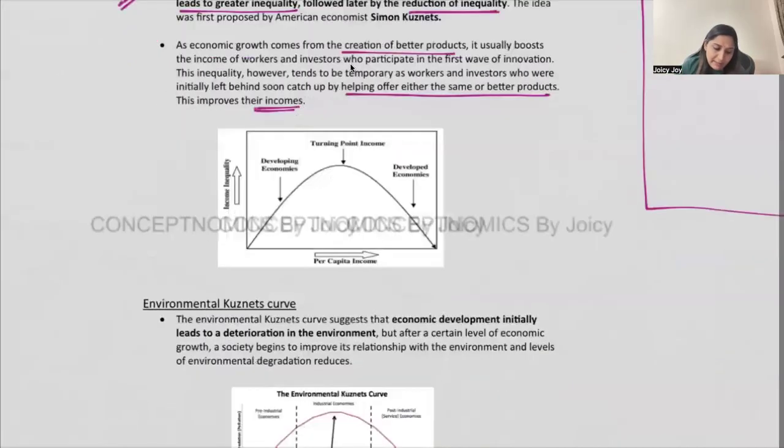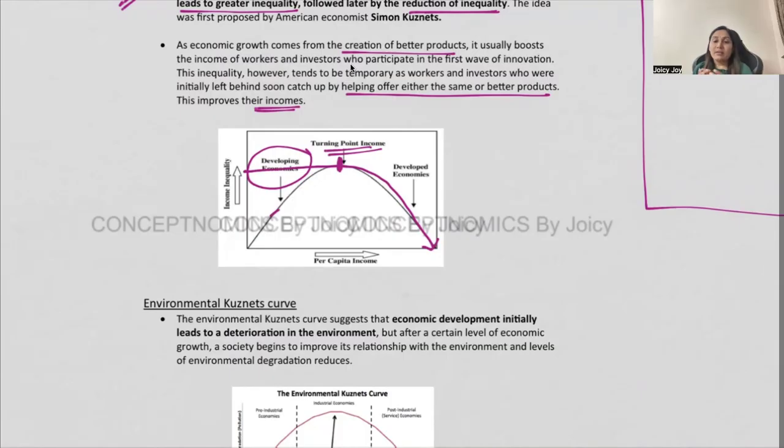See the graphical representation. On the x-axis, we have per capita income, and on the y-axis, we have the income inequality. In developing economies, inequalities are high. See here, the inequalities are high till this point. But at this point, this is the turning point. So here, the inequalities reduce. See, when the inequalities are increasing, the country is still a developing country. But at a point, it becomes a developed country and then the inequalities reduce. This is what will happen to any economy according to Kuznets.